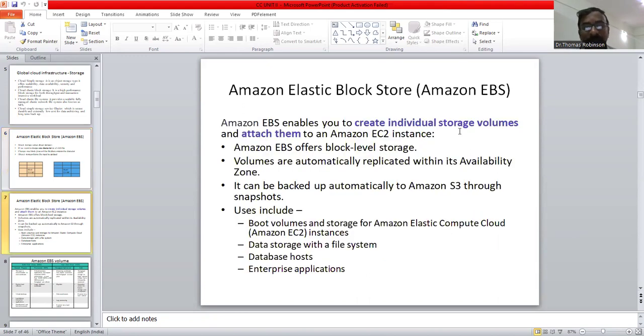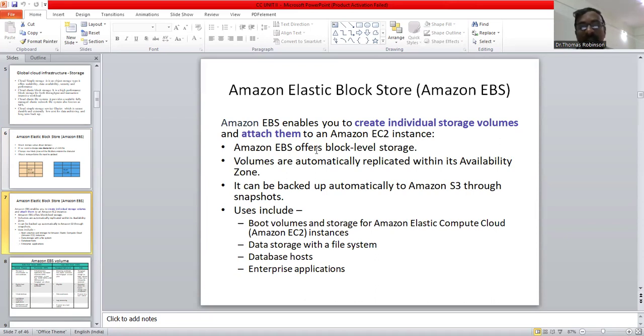So what are the characteristics of this Amazon EBS, and how is it helpful to us? Amazon EBS offers block level storage, and volumes are automatically replicated within their availability zone. So wherever we fix the availability zones, the volumes will be automatically replicated. We don't have to fix it each and every time for that particular availability zone. It can be backed up automatically through S3 snapshots.